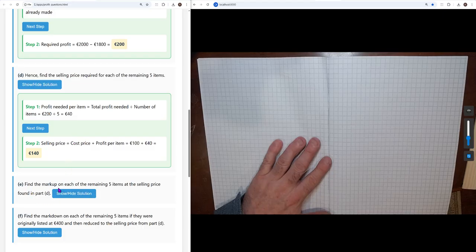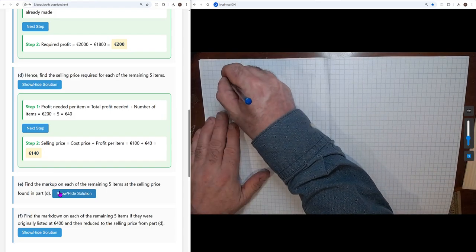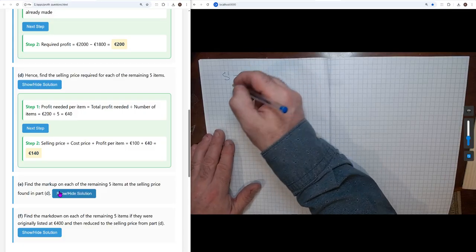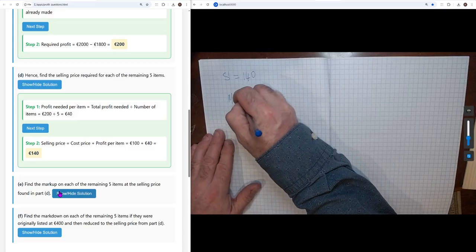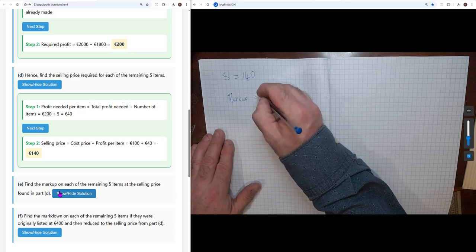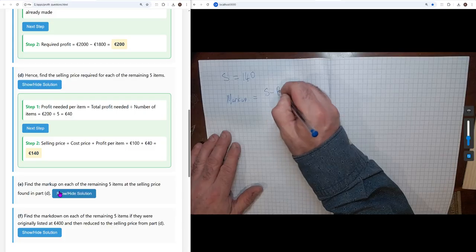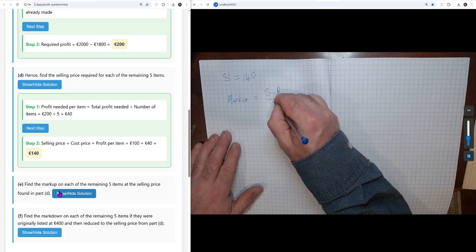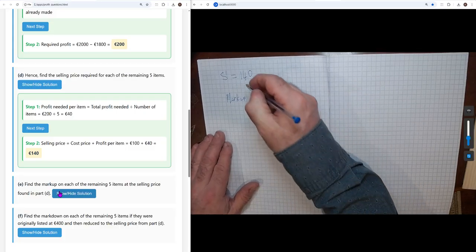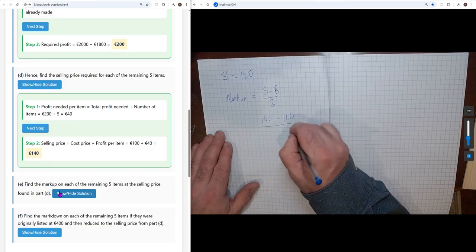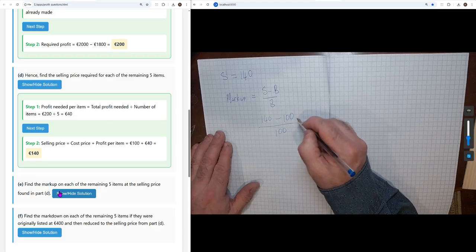Now, next up is to find the markup on each of the remaining 5 items at the selling price found. So our second selling price was 140. We're going into markup. Well, markup is the first sort of formula where you compare profit. So it's S minus B to compare to B. Okay, and it's selling at 140 minus the 100 buying over the 100 buying. Okay, that's 40 over 100.